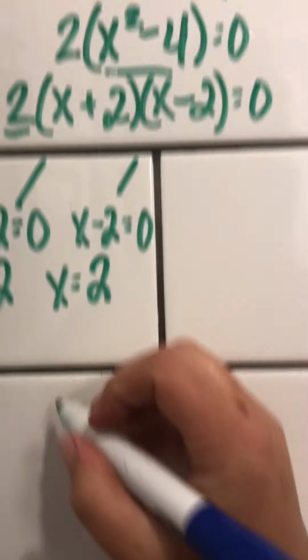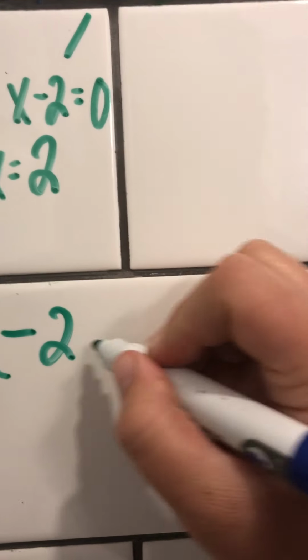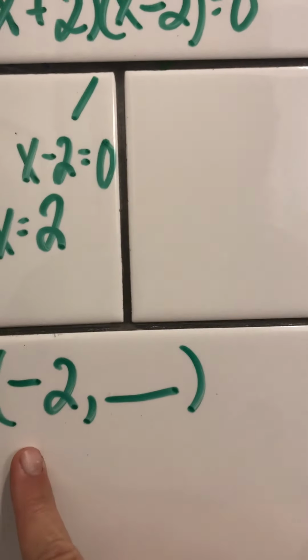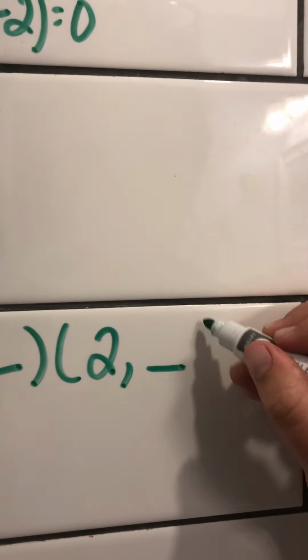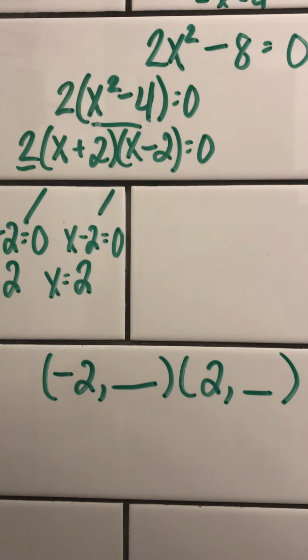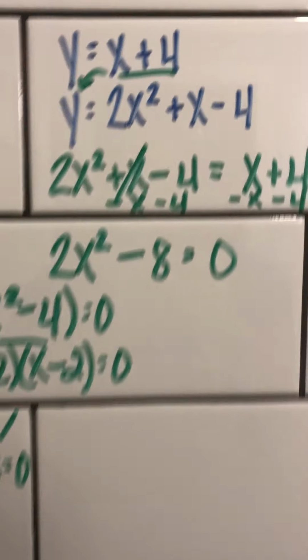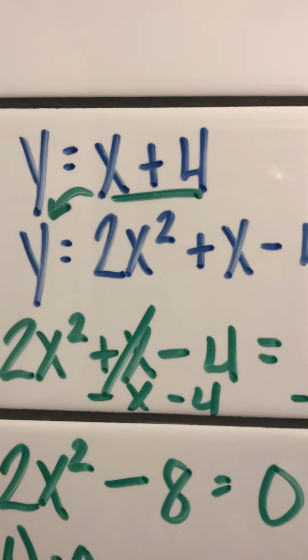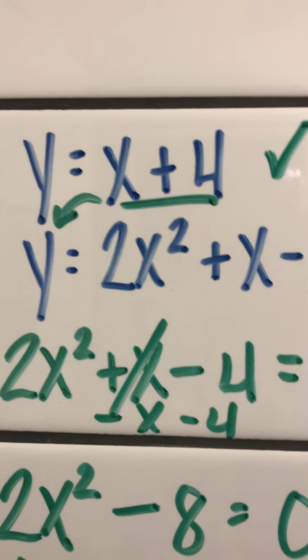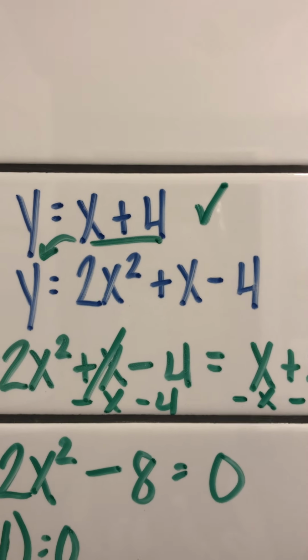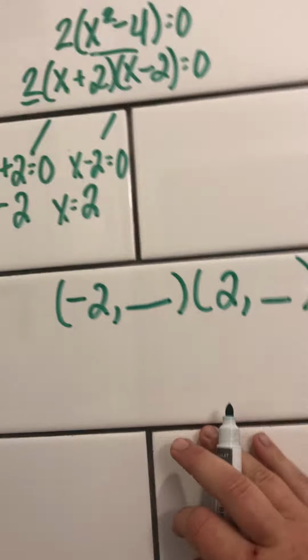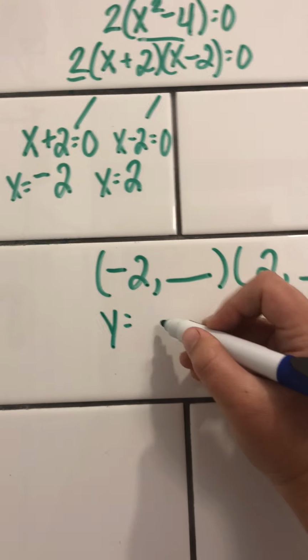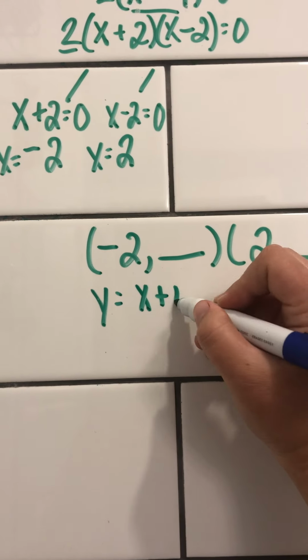I like to leave myself a spot so I don't forget. I found the x value of negative 2. I found the x value of 2. And now I need to go back and find the y's. Now you can plug into either one of these equations. I don't know about you, but I think this one's way easier, you're dealing with a lot less math there. We're just doing x plus 4. So I'm going to use the linear equation to plug back in. So y equals x plus 4 is my equation.